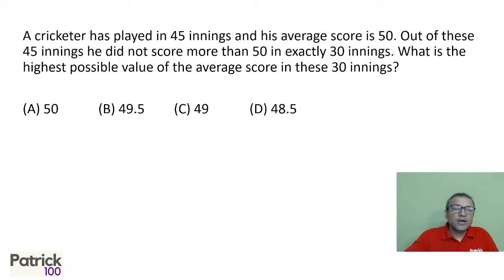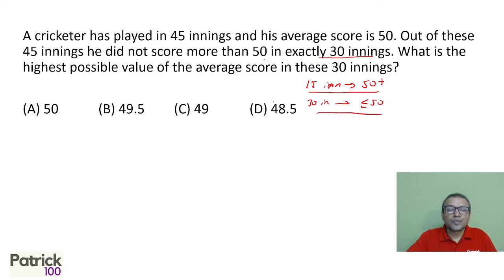It says in 45 innings, he did not score more than 50 in exactly 30 innings. That means in the rest 15 innings, he has scored more than 50. In the 30 innings, he has scored less than or equal to 50, and in 15 innings he has scored more than 50. What is the highest possible value of the average score?